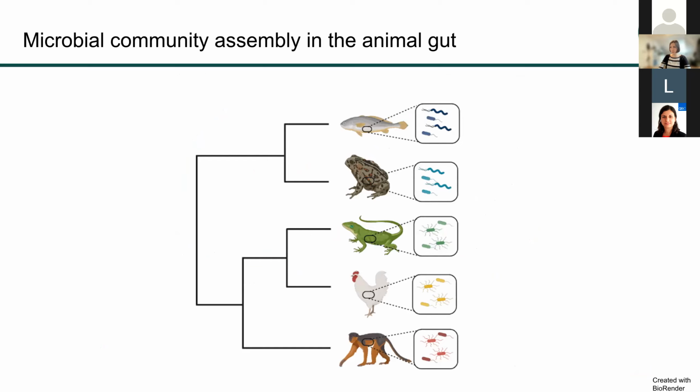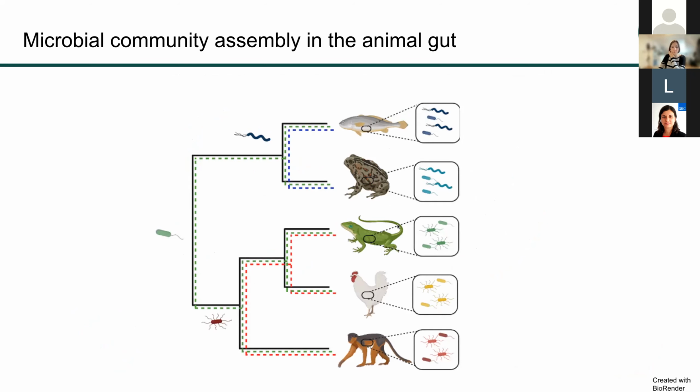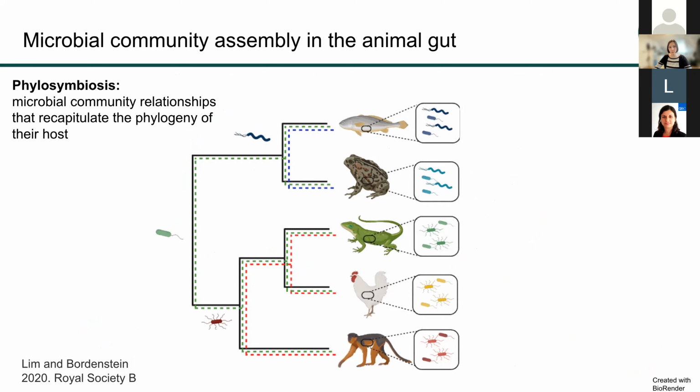So how do humans and all animals acquire their unique microbiomes that we observe, say, in their guts? And given that animals evolve in a microbial world, one could imagine that during the course of evolution, symbionts are gradually acquired, and this can result in a pattern of phylosymbiosis, where microbial communities of closely related species look more similar. So this lizard and chicken in this example, microbial communities would look more similar than to the monkey, and all three would look more similar than to the frog or fish.